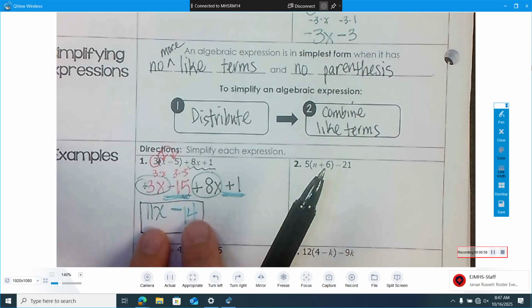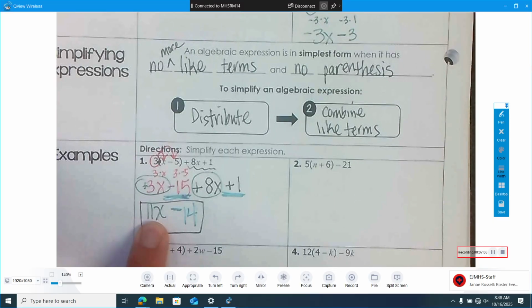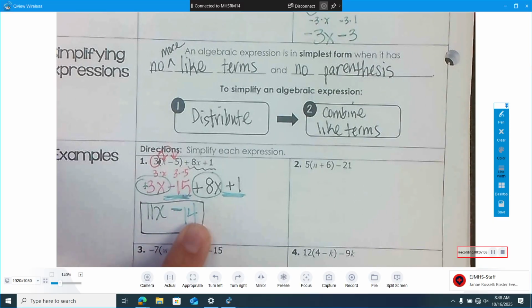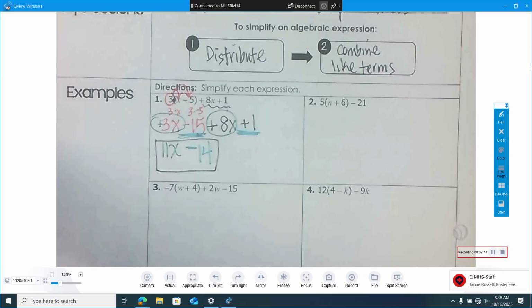They're not the same. They don't both have x's, okay? If they both had x's, could I put them together? Yes, okay? So here's an algebraic fancy number, and this is just a plain old number, so they don't go together, okay? Let's try number 3.